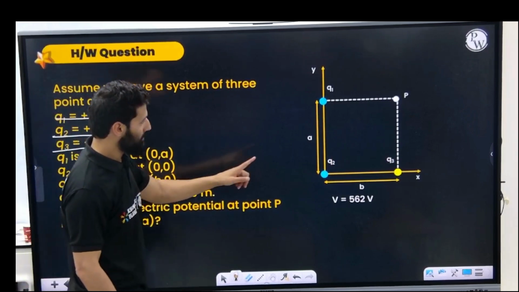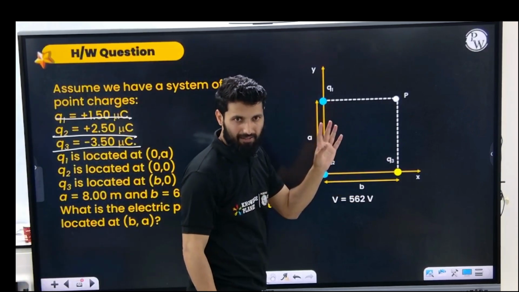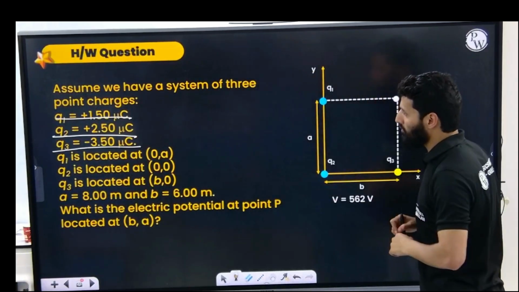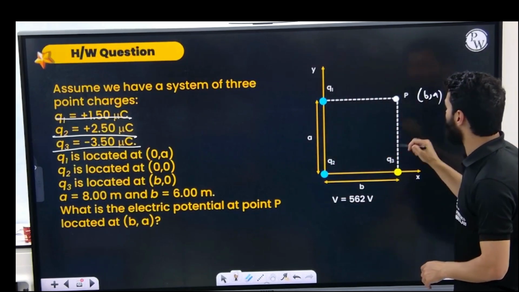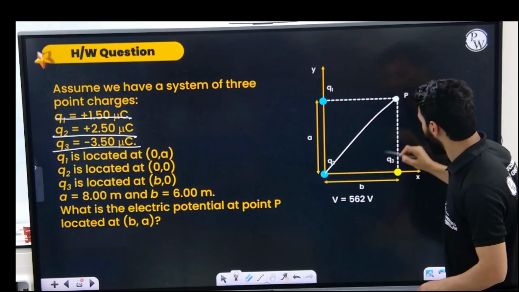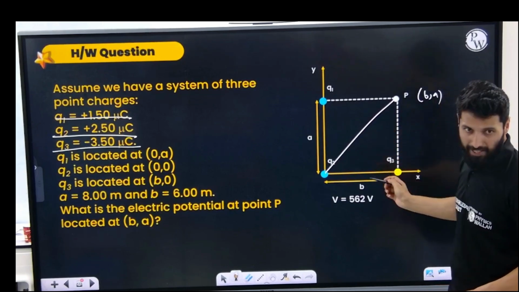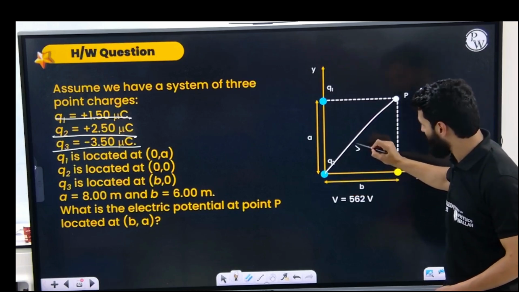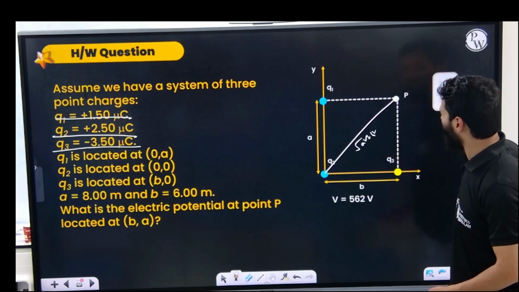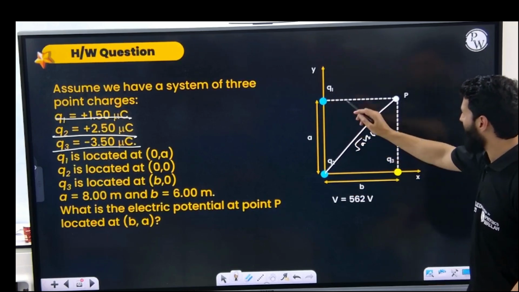Q1 is located at 0, A. This is the point where we need to find the potential, which is at B, A. What is the distance here? A, B, right? Under root A square plus B square. So this is under root A square plus B square. So what is the potential here? Nothing much. Kq1 by B square.